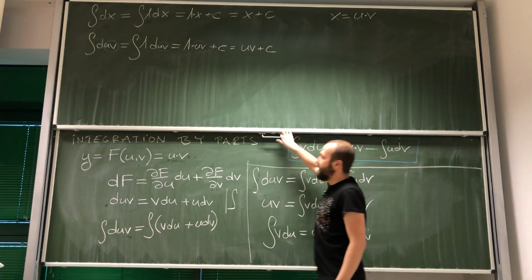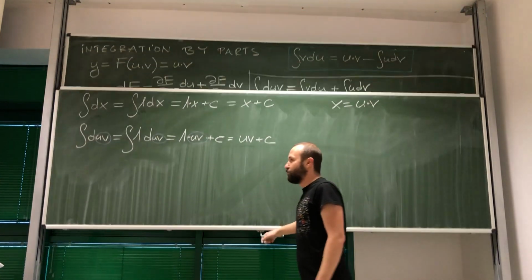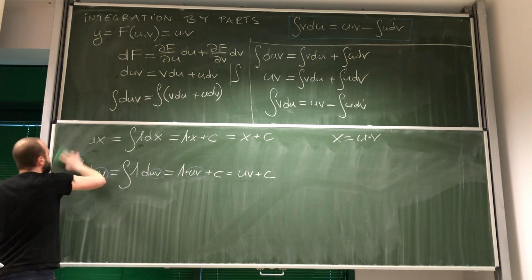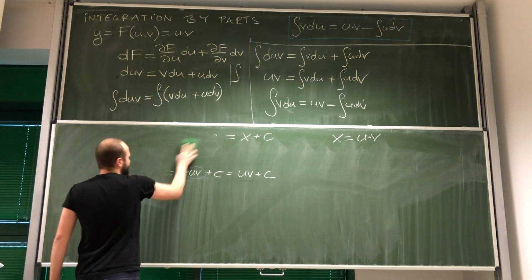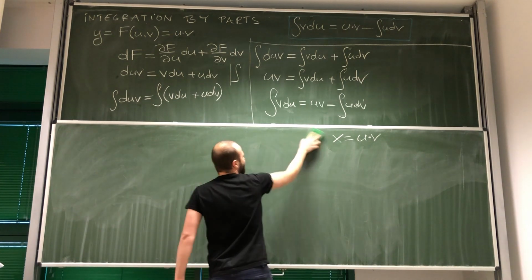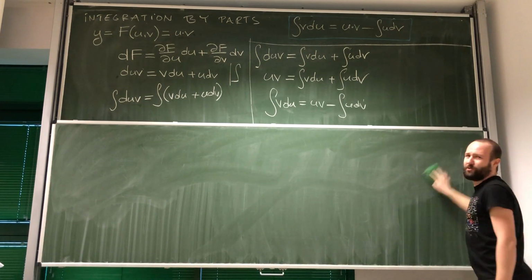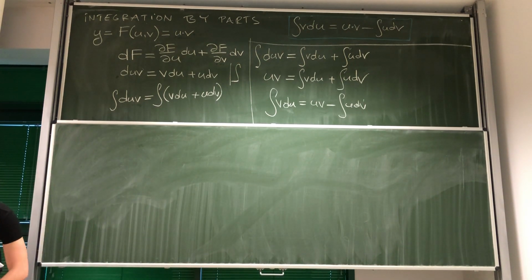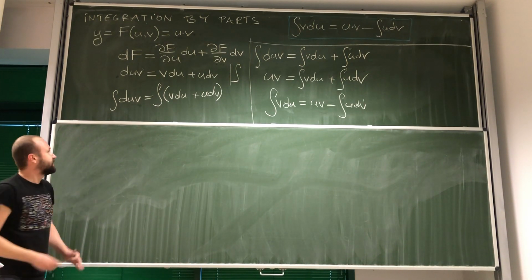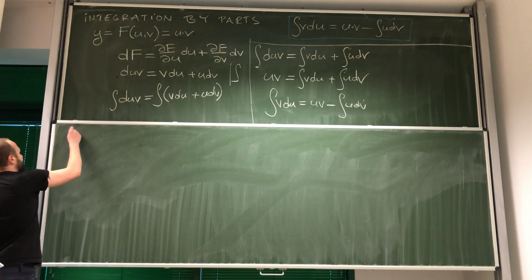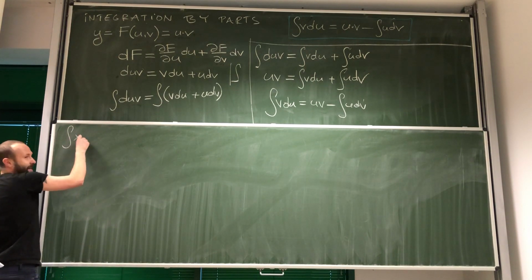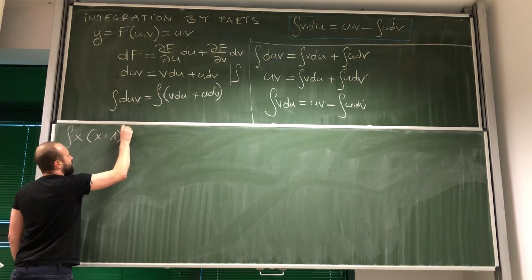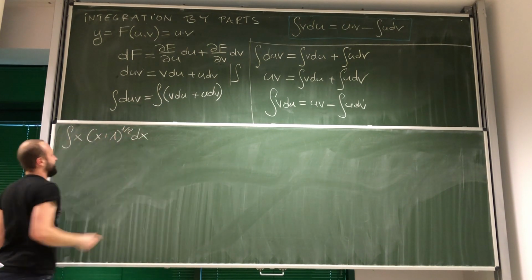Okay, so now that we know how the rule works, how do we apply it? Well, at first it might seem complicated, but once we start, I think you'll be able to do it with much ease. Okay, so let's start with the first example. So we've got to integrate x times (x plus 1) to the power 1 over 2 dx.